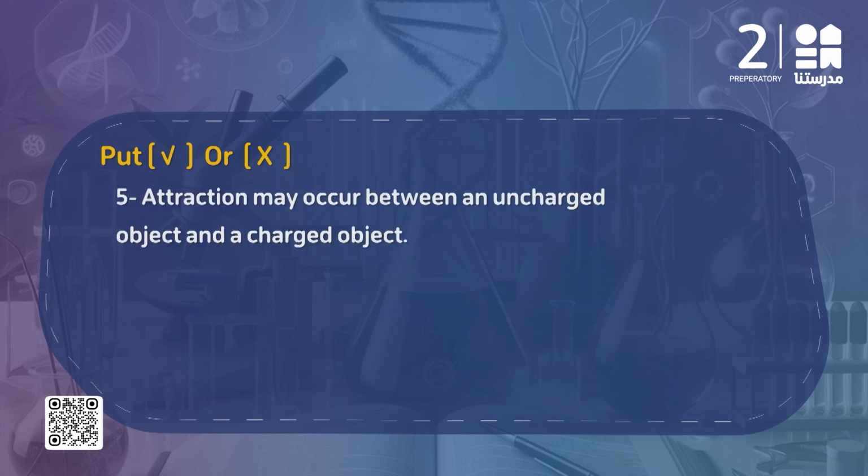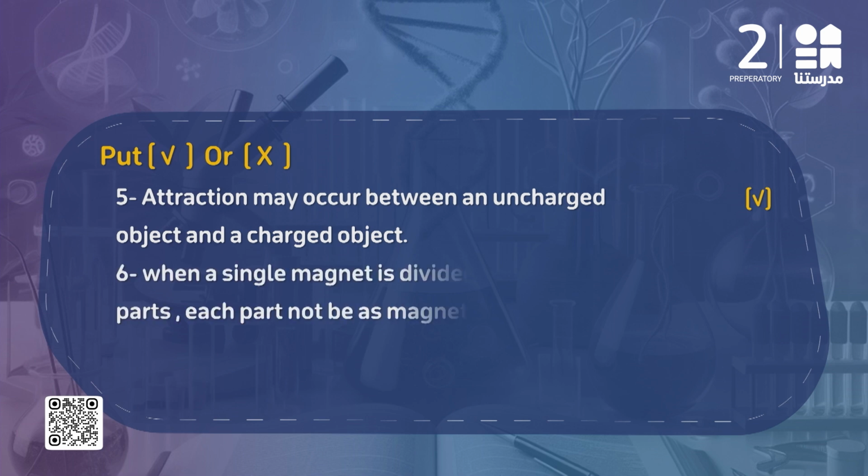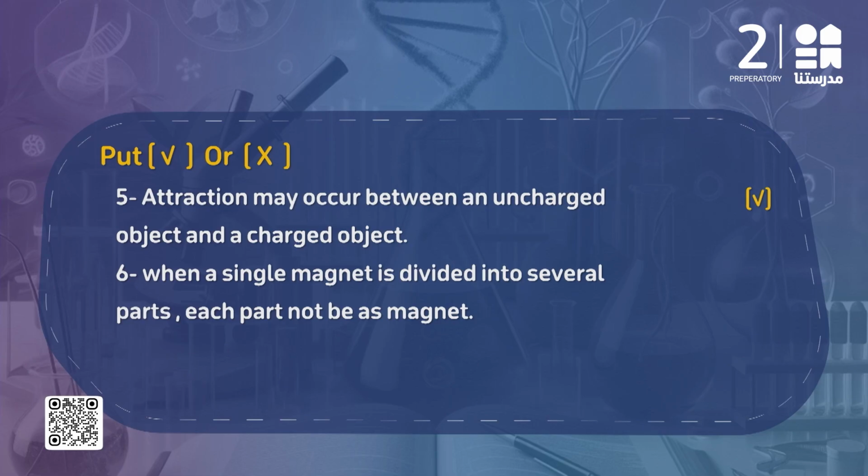Question number 5 tells you attraction may occur between an uncharged object and a charged object. الكلام ده totally right. Question number 6. When a single magnet is divided into several parts, each part will not be a magnet. Even if it's broken, it keeps its magnetic properties and it acts as a magnet. يبقى being broken, it's not affecting the magnetic properties of the real magnet.